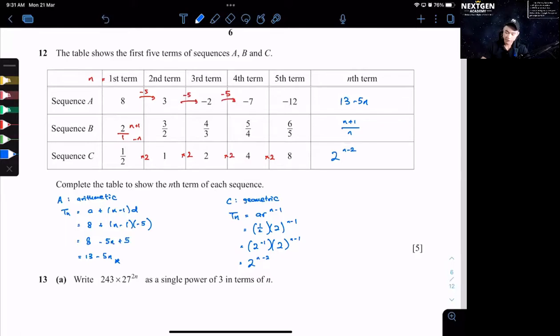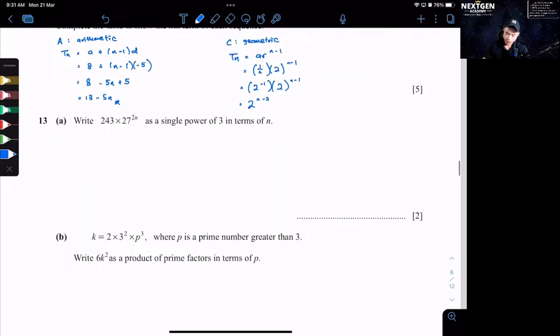Not easy. 5-mark question. At least know your arithmetic, geometric, and quadratic sequence. That's my advice for you. All right, let's look at question 13.